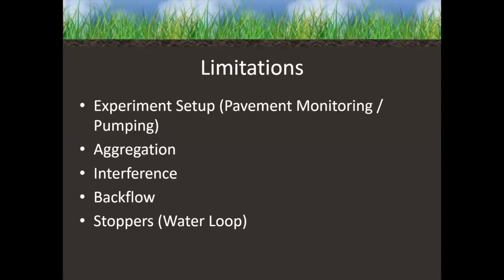So there are a lot of limitations with the way that this experiment was done. One of the limitations was the way that the pavement monitoring was done and the pumping. We're getting the amount of water being pumped out of this sewer pit, and it may not necessarily be a good indicator of how much water is really coming from runoff versus being saturated through this permeable pavement. We try to mitigate that using aggregation.